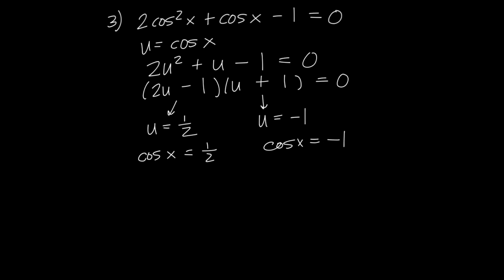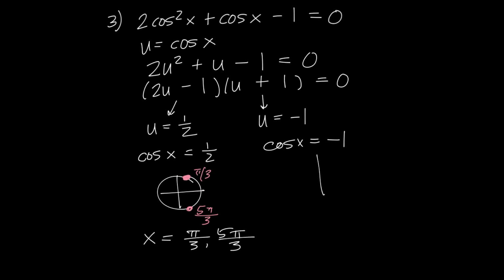And then we ask ourselves, where on the unit circle is cosine 1/2? And there are two places. Right over here at pi over 3, and right over here at 5 pi over 3. So in this half of the solutions, we have pi over 3 and 5 pi over 3.